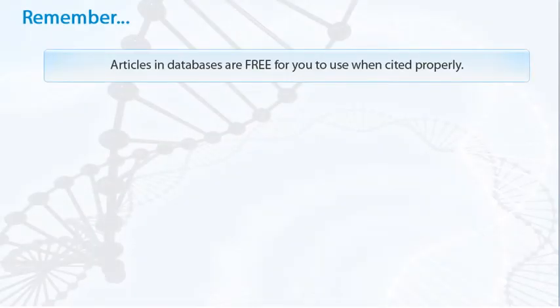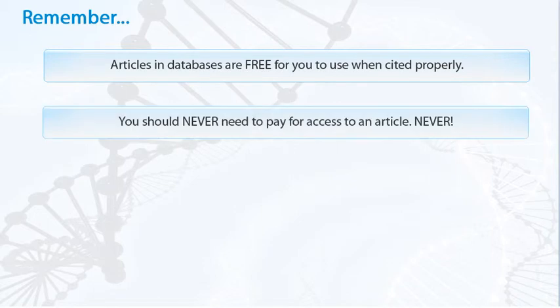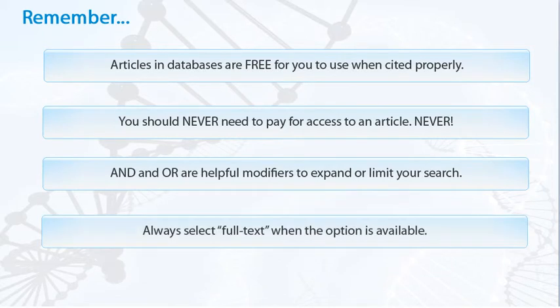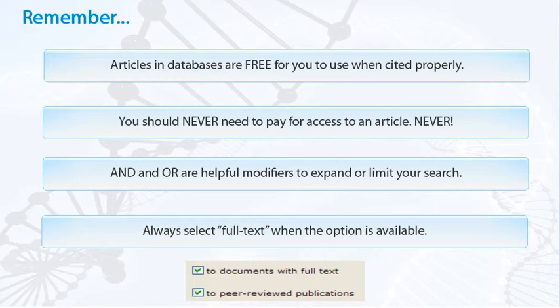Remember, articles in databases are free for you to use when cited properly. The library pays fees for you to be able to access these databases, so you don't have to pay yourself for any individual articles. You should never pay for access to an article. Never. AND and OR are helpful modifiers to expand or limit your search for an article. Remember to always select full text when the option is available, and also peer-reviewed articles.